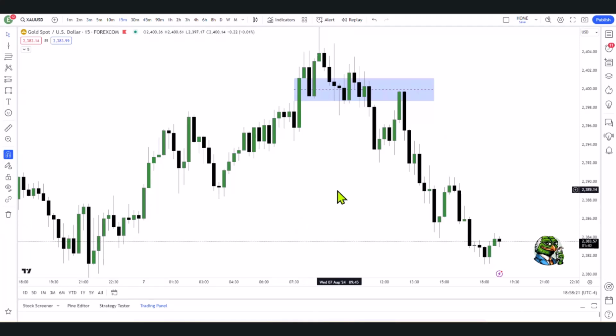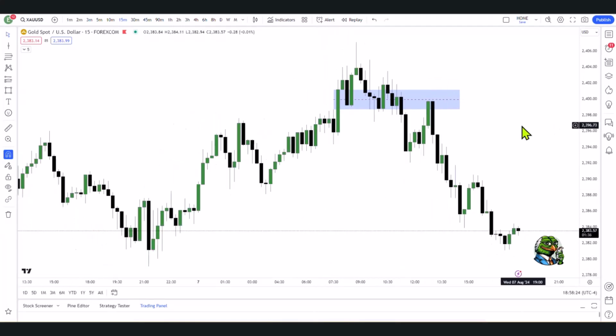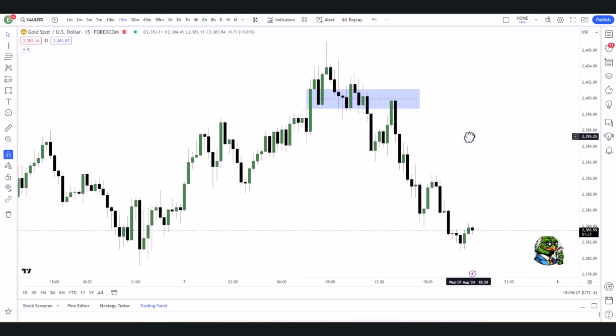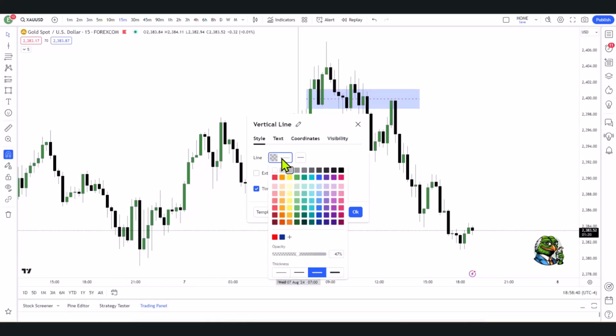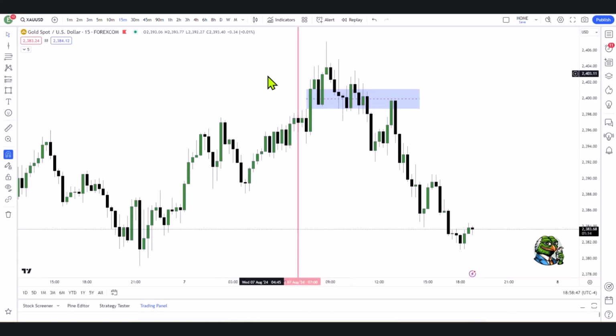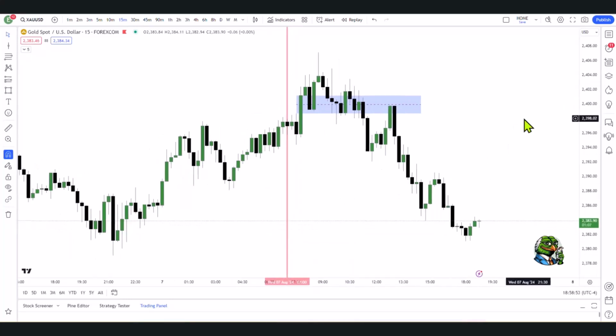Now what I want to teach you in this video is a continuation of the discussion in a previous video that I did on targets. The first thing you want to do is put a vertical line at 7 a.m. Let me make this a bit thicker, maybe a different color might help. That line that I've drawn is at 7 a.m. Then you want to take your high after 7 a.m. This is all after you've got this breakdown. Now we're expecting the market to continue lower, so now we're confirmed short.